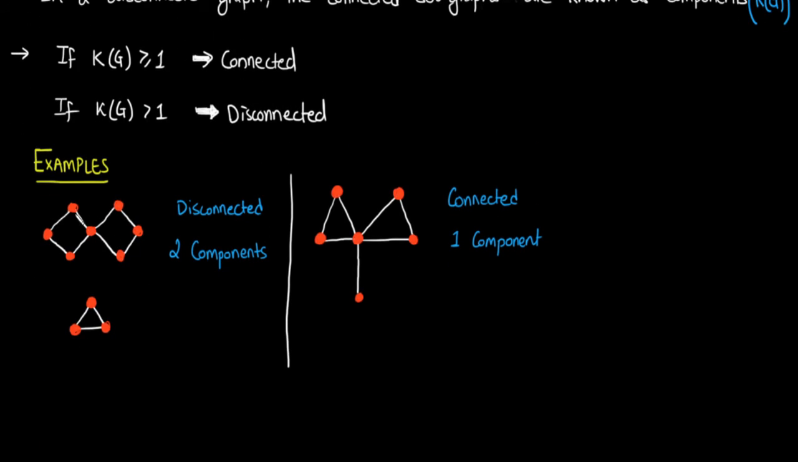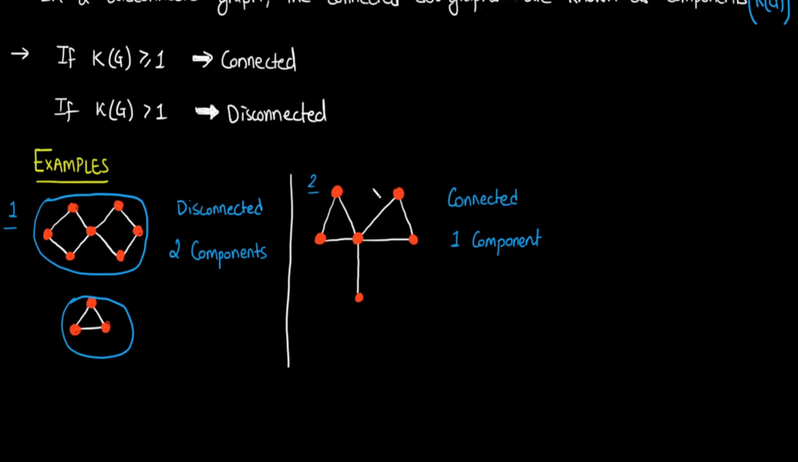Sorry, my bad. This is example 1 and this is example 2. In the first example, you see that you've got 2 cycles joined together by a vertex in your upper part and C3 in your lower part. So this is a disconnected graph. This entire upper thing forms one component, and this forms the other component. So this is a disconnected graph and it has 2 components.